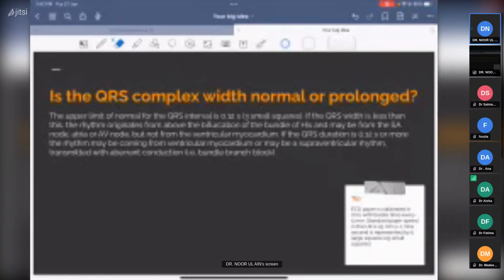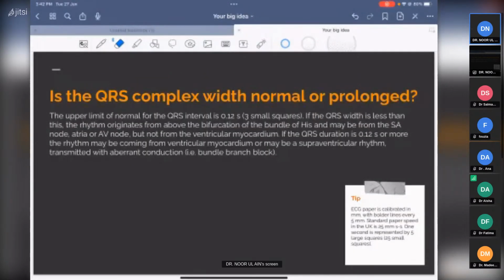Your QRS complex is smaller than what it normally should be. There is a problem. If you are saying that the QRS complex is 0.3, again there is a problem. So if the QRS complex is narrow or it's wide, there is a problem. We need to identify where the problem is. Why is the QRS complex narrow?